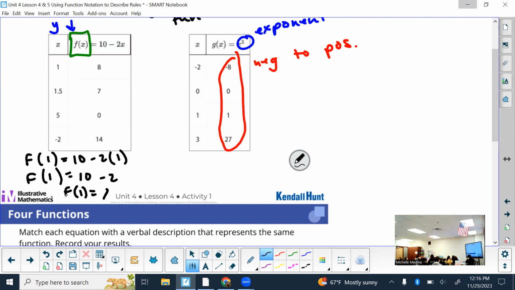So in function notation, we got our input, we got our output, and that's what it's showing in the table. And feel free to check it yourself. Anytime you plug in x into this, you get what they have as the output. And same for this one. If I were to plug it into the other table, the g of x, my first x is negative 2.